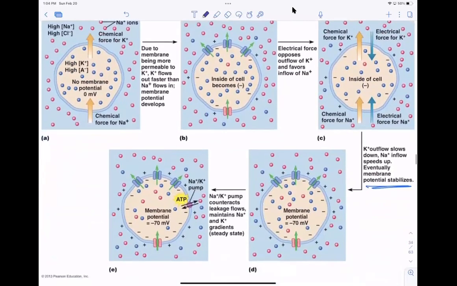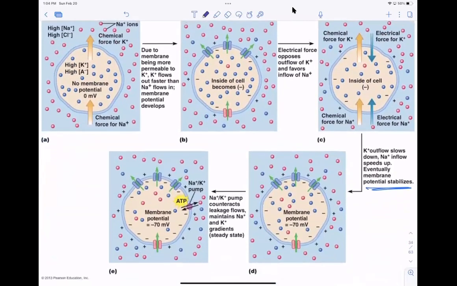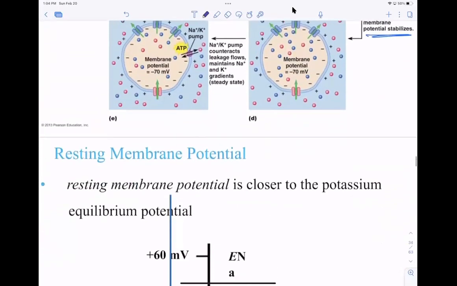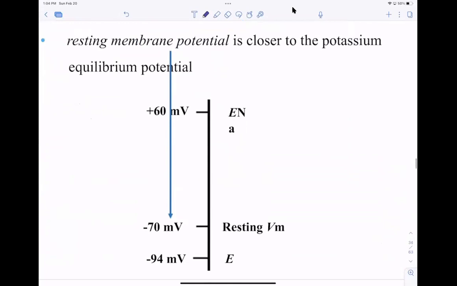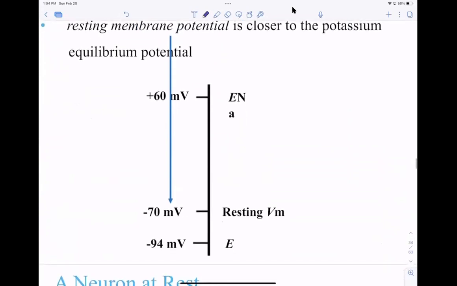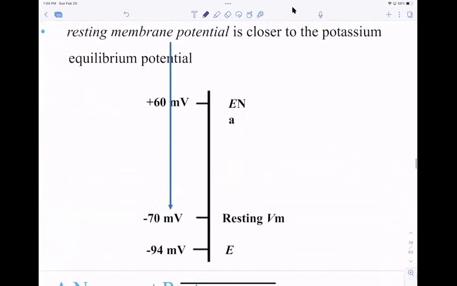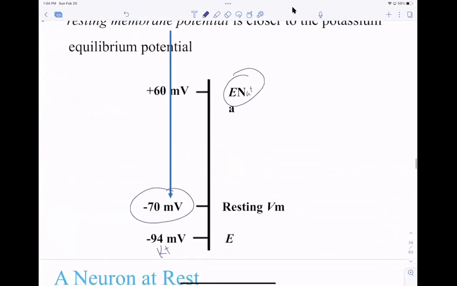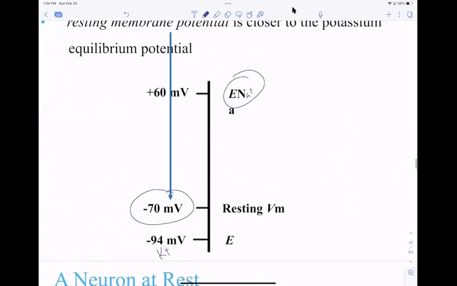So you could read through this slide and it goes through setting the resting membrane potential at 70. This is kind of what I was showing you before, and that a neuron's resting membrane potential is much closer to potassium than it is for sodium. So again, sodium just has a bigger drive.